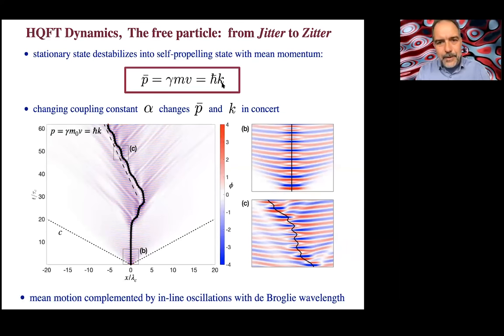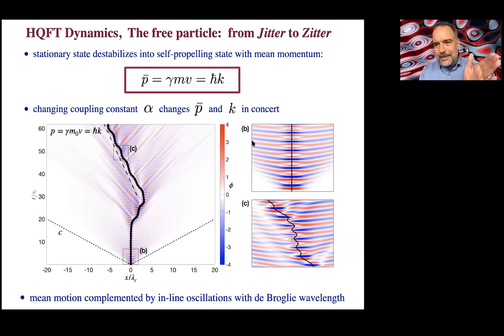Okay, so you can just take it as a tenet from God that p equals h-bar k, or you can say that p equals h-bar k is consistent if there's a pilot wave generated by an excitation at twice the Compton frequency. And so not only do you get p equals h-bar k out of this theory, you see that there are inline oscillations. So as this goes, we're going basically from jitter to zitter.